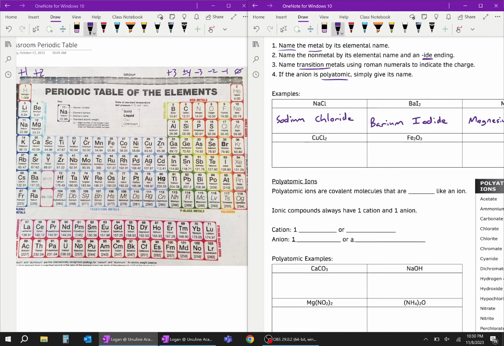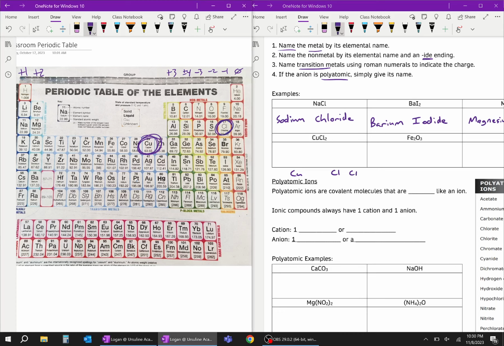Now, copper is a transition metal. Step 3 says name transition metals by using Roman numerals to indicate the charge. So in order to name copper and chlorine, I have to know what kind of ion this copper is. And the way you do that is by remembering that a formula unit is always neutral. So I'm just going to do some work underneath. I've got copper over here, and I have 2 chlorines.